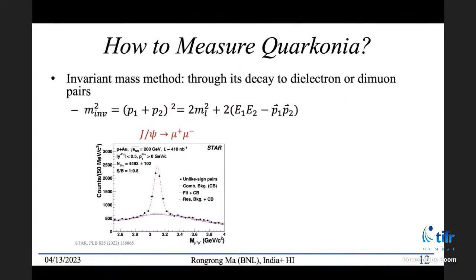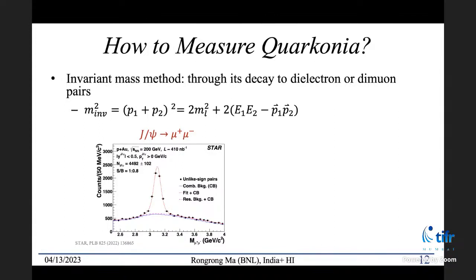Then just a few simple lecture-type slides. So the next question is, we've talked so much about why we want to use quarkonium to study the QGP and all the complications. When it comes to experimental measurements, the first question you ask is, how do you actually measure quarkonium?